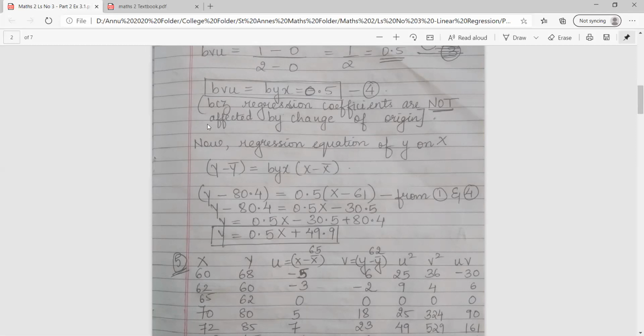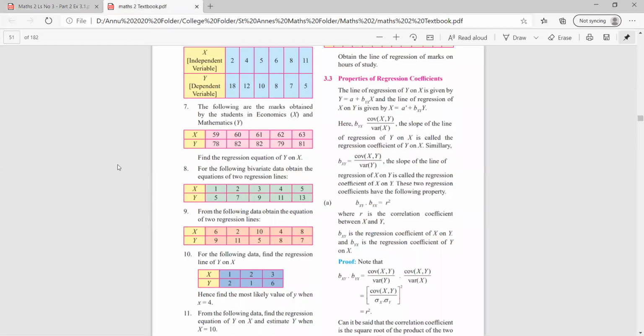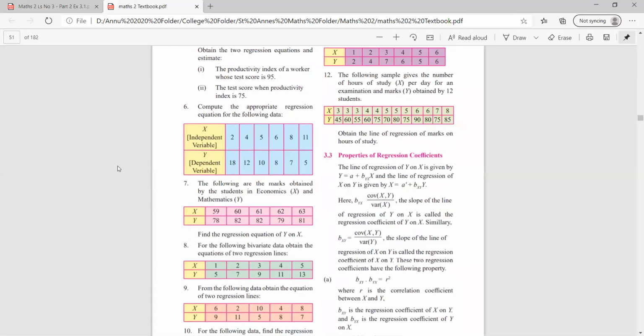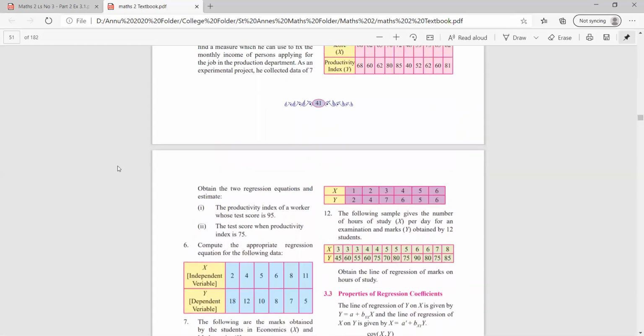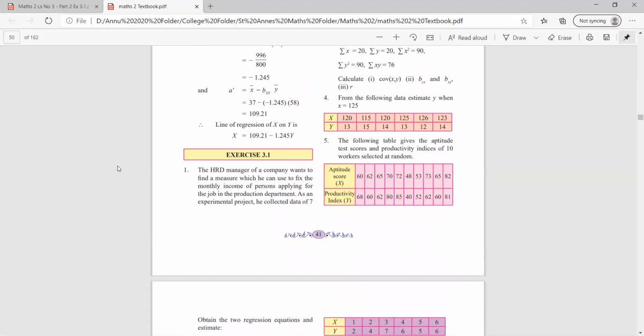So I hope, class, you have followed the first sum which we have started. If not, no worries, we'll be doing 2 more sums so that you can understand the concept very well.